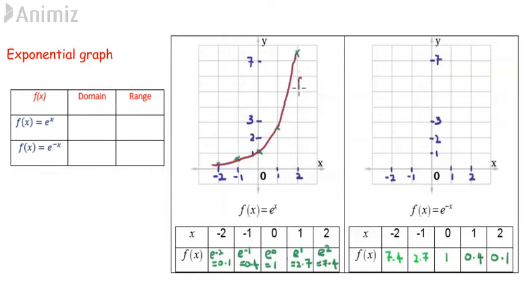Label the curve as f(x) equals e raised to the power positive x. Next, we move to sketch e raised to the power negative x, plotting the points negative 2, 7.4; negative 1, 2.7; 0, 1; 1, 0.4; 2, 0.1.